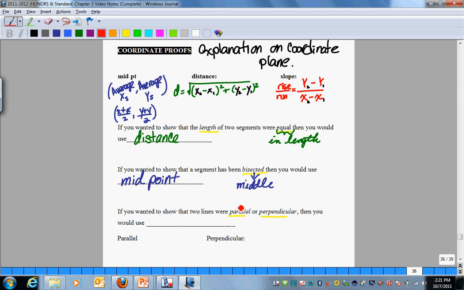And parallel and perpendicular are concepts of tilt. In this case, that is a slope issue. And as a quick reminder, when the slopes are equal, lines will be parallel. The other notation is when slope times slope equals -1, they're perpendicular.